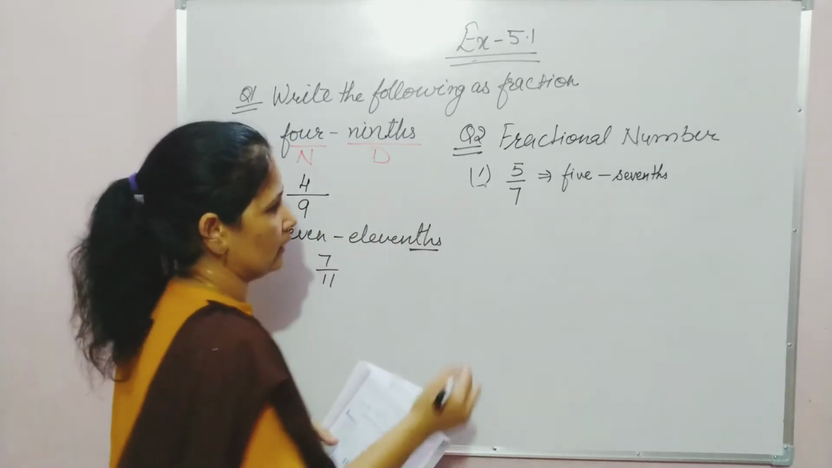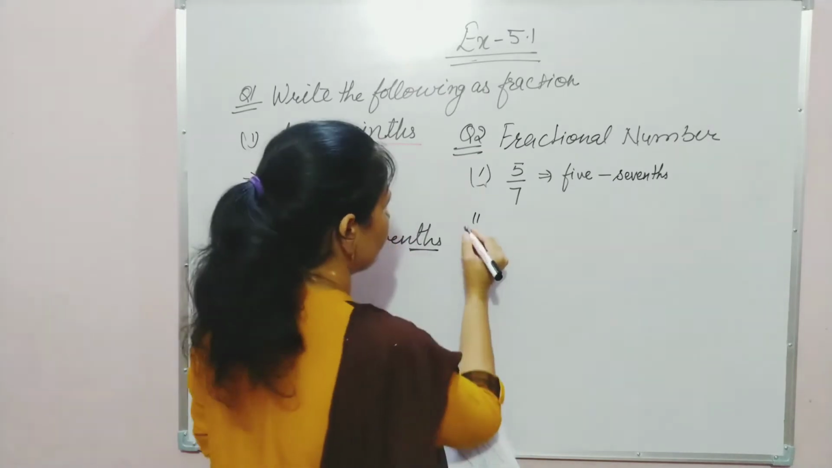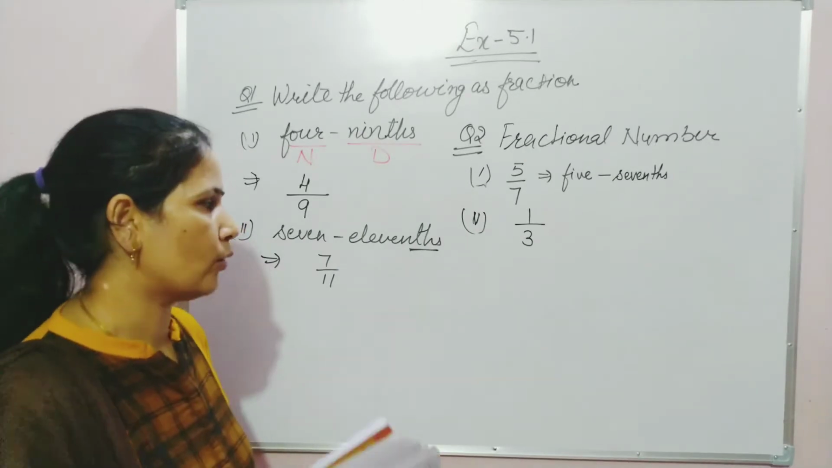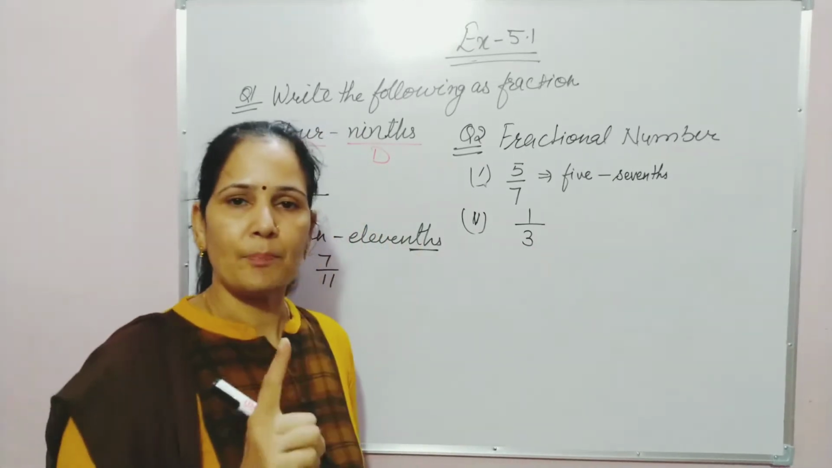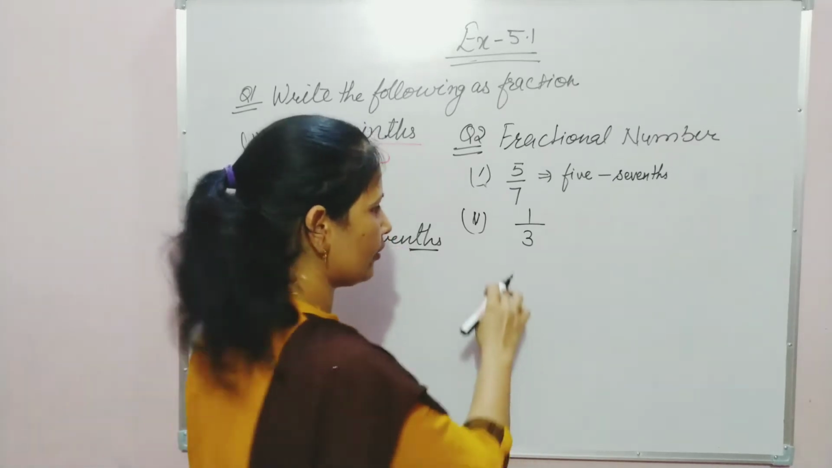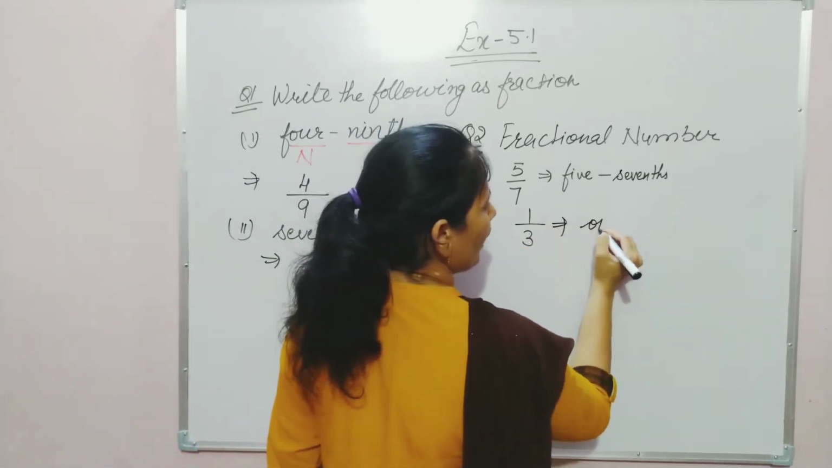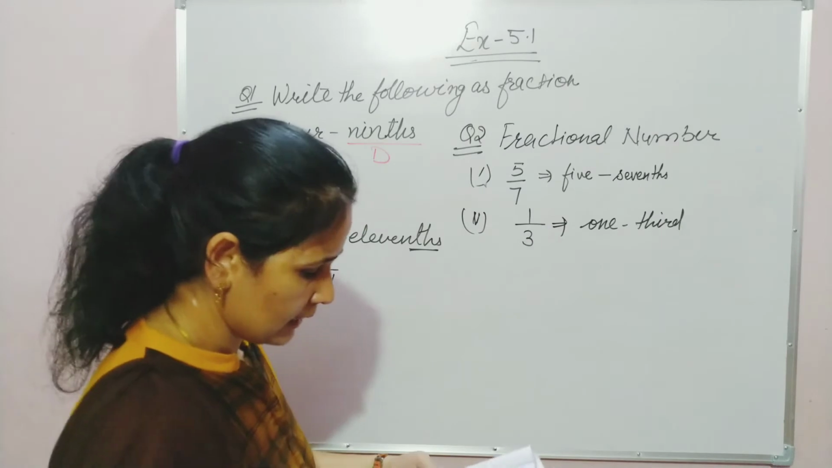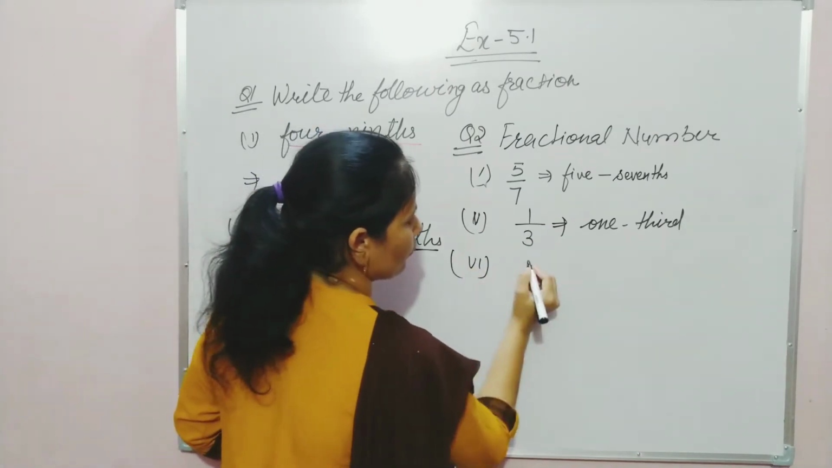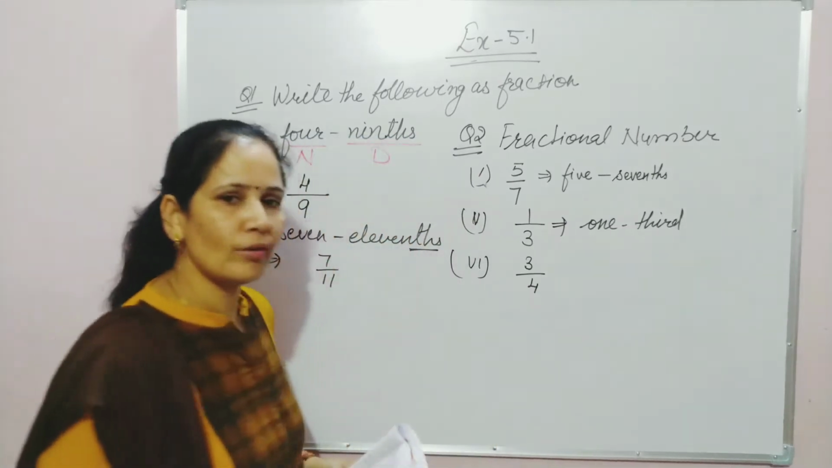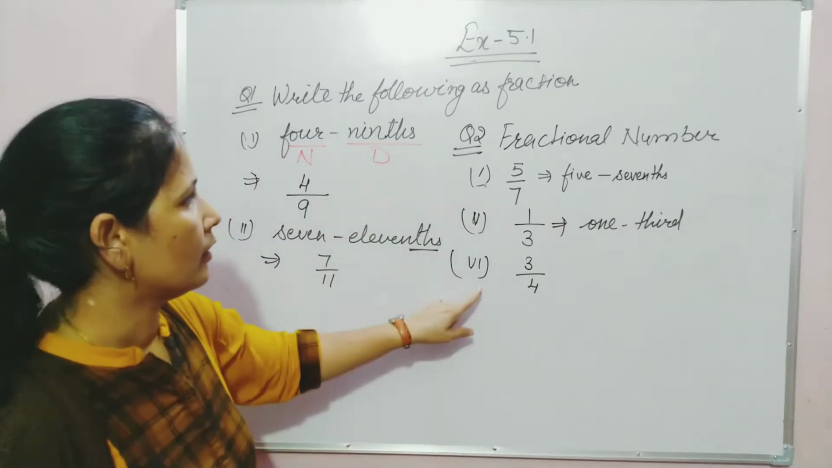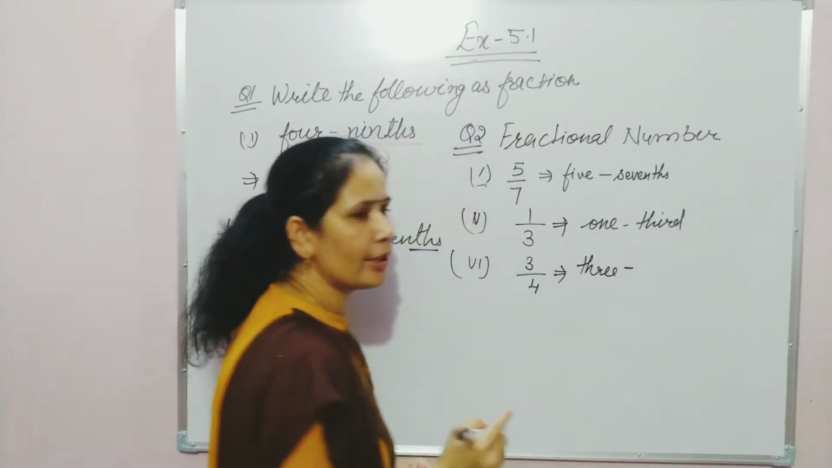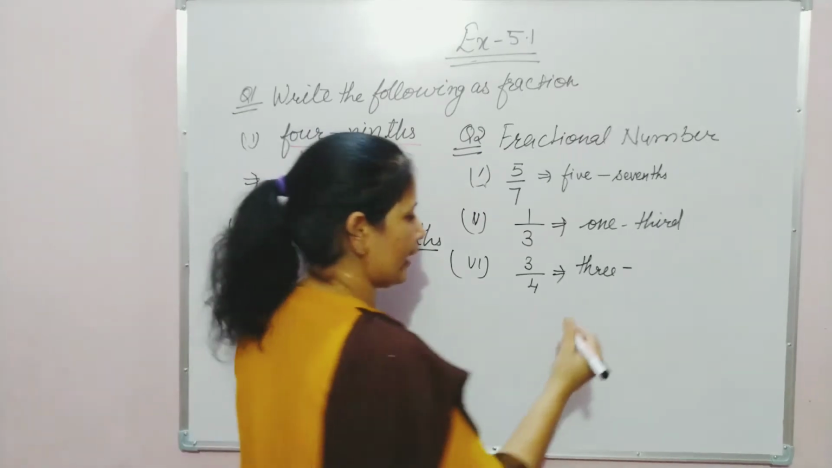Let's take one more. If they have given one third, how to write this one? 1/3 indicates one part out of the total, and total parts are 3. So we can write 1/3. Okay students, another is given, three fourth, 3/4. How to write this as a fractional number? So we will write 3, and with the denominator we write TH. So we will write 3/4.